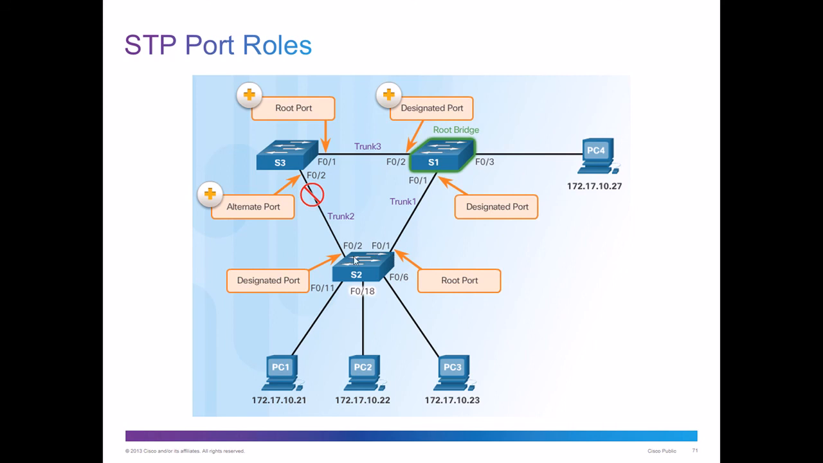First, they have to pick a port that is closest. Closest means the one with the fastest way to get to the root bridge, and they make that a root port. For the other ports, they have to decide: is data allowed to go in or not? If data is not allowed to go in, for example like this one, we'll make it an alternate port or a non-designated port. So these two ports have to be root ports because they need to send data to it.